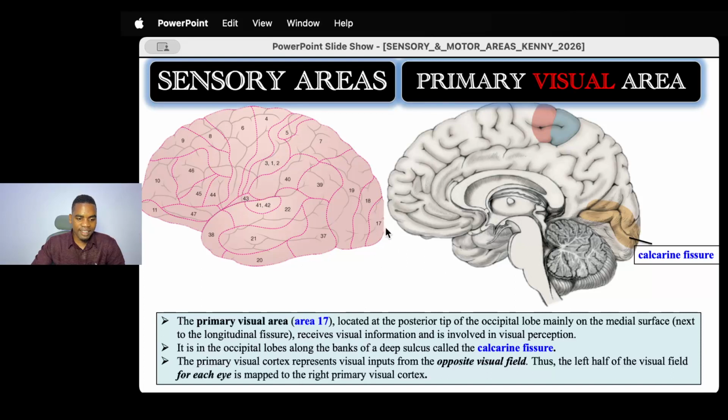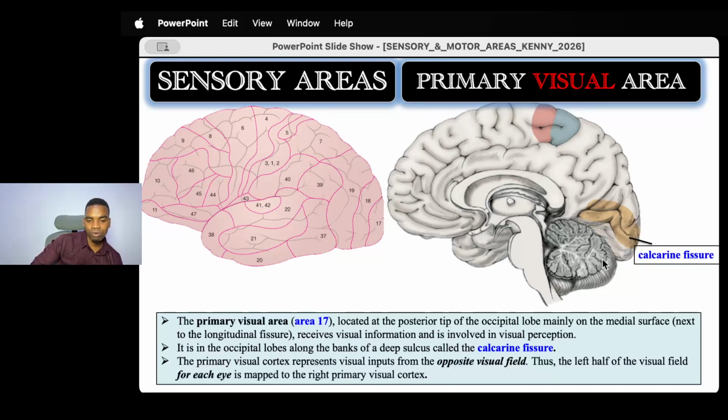The primary visual area is dealing with the visual information, and vision is also sensation, but it's a special sensation. So Brodmann area number 17 is the primary visual cortex, and it receives the visual information. It sits on the bank of the calcarine fissure. So this is the calcarine fissure, and it is between two banks, the upper bank and the lower bank. This is the upper bank of the calcarine fissure. This is the lower bank of the calcarine fissure.